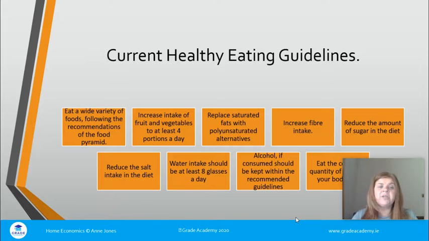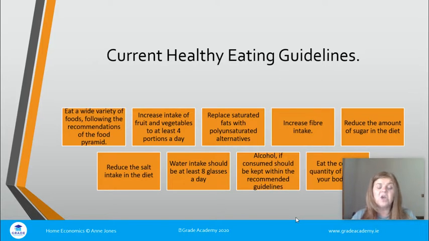So what do our current healthy eating guidelines tell us? We hear a lot about it in the media, so you're probably familiar with a lot of this, and I'm going to very quickly go through this one. Having a variety of food, knowing the food pyramid. You may remember this from your Junior Cert. Increase your intake of fruit and vegetables. Replace saturated fats with polyunsaturated alternatives. Increase your fiber intake. That prevents constipation and keeps your bowel healthy. Reduce the amount of sugar in your diet. You can often get that through sweets and fizzy drinks and things like that, so reducing that's really important.